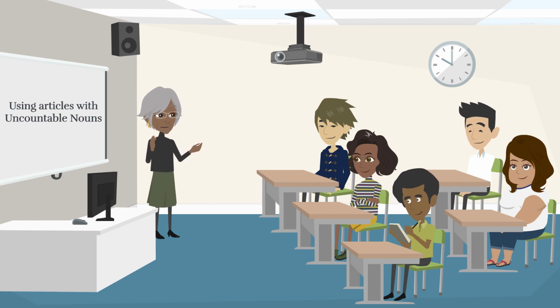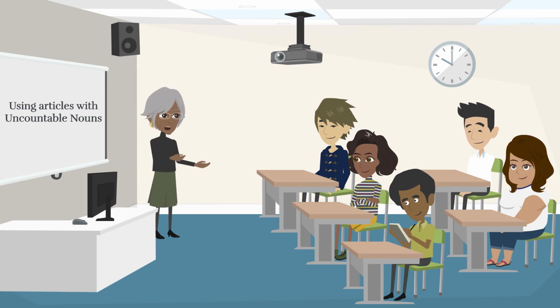cannot be counted individually. When using articles with uncountable nouns, we usually omit the articles when talking about them in a general sense. However, we use the definite article the when we want to refer to a specific instance or when there is a clear context. Uncountable nouns do not typically take the indefinite articles a or an.